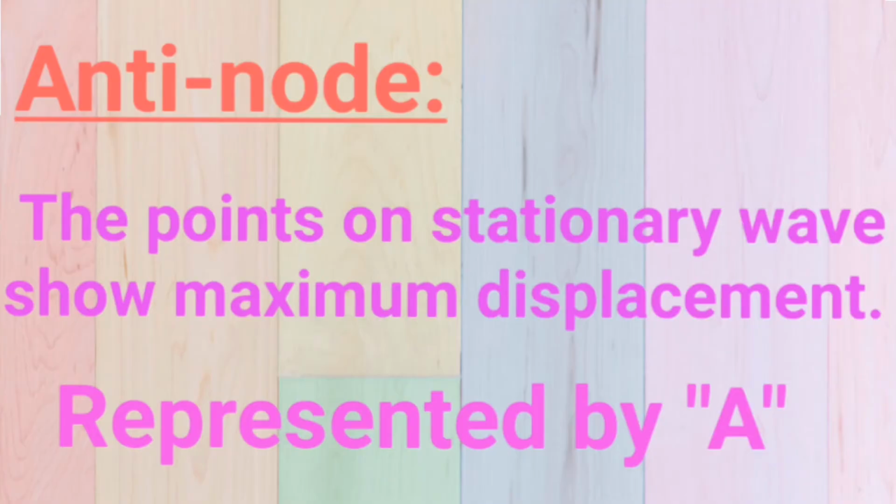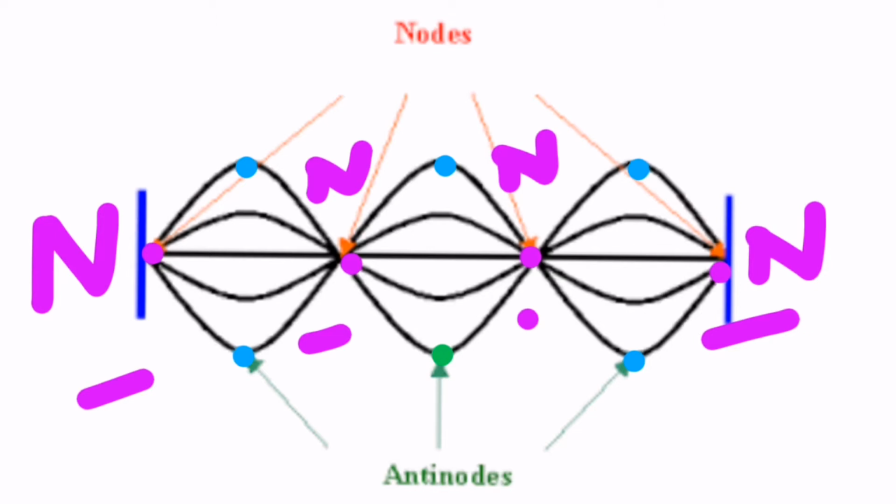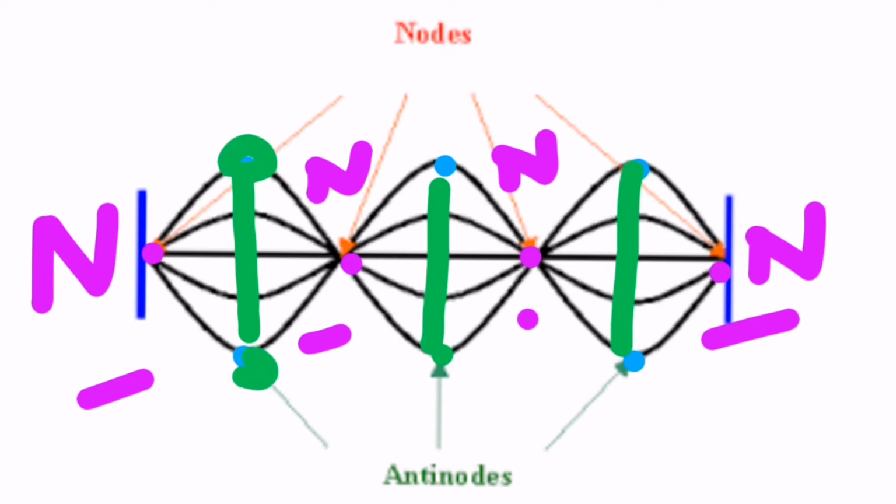Now let's move toward the next point, that is antinode. The points on the stationary wave that show maximum displacement and are represented by A, the alphabet A. Now how do they show maximum displacement? As nodes show zero displacement, these are opposite to it. They show maximum displacement. Let's see it with the help of a diagram. Again with this diagram, you can see the blue points here are the antinodes, and they have a displacement. They cover some displacement from the start point towards this end point. That is why we say that antinodes have maximum displacement. Okay, this part is the antinode. From this to this is the antinode, and we represent it by A, the alphabet A.